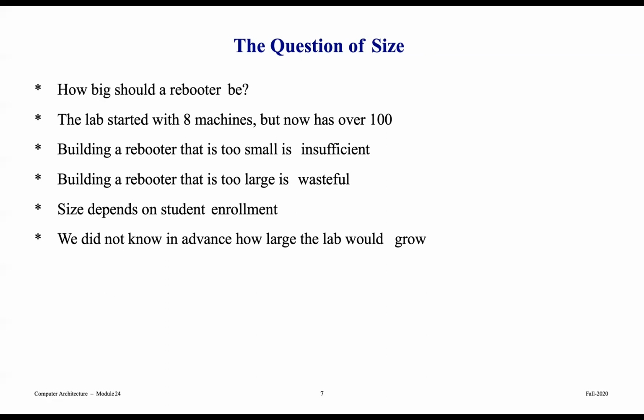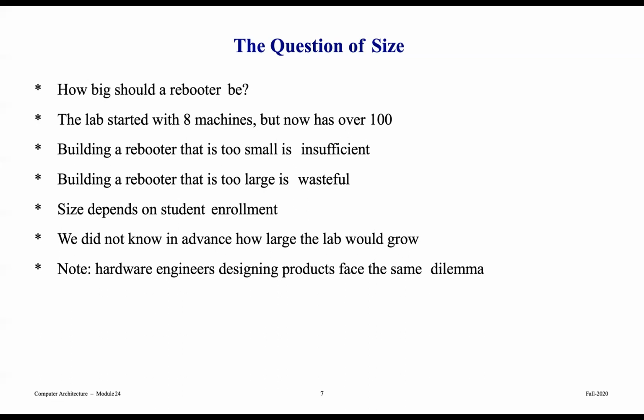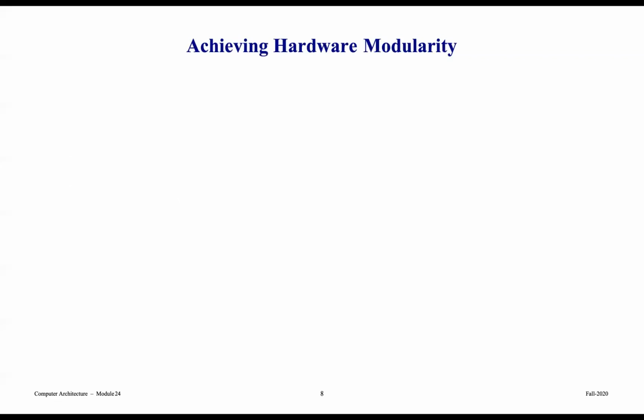We're thinking of the school, say school enrollment. What if we do not know in advance how large the class or the lab would be? So the hardware engineer would be designing products that face the same kind of dilemma. We're thinking of an academic type of problem, but it's similar to what would be happening in industry when they're actually doing some design.